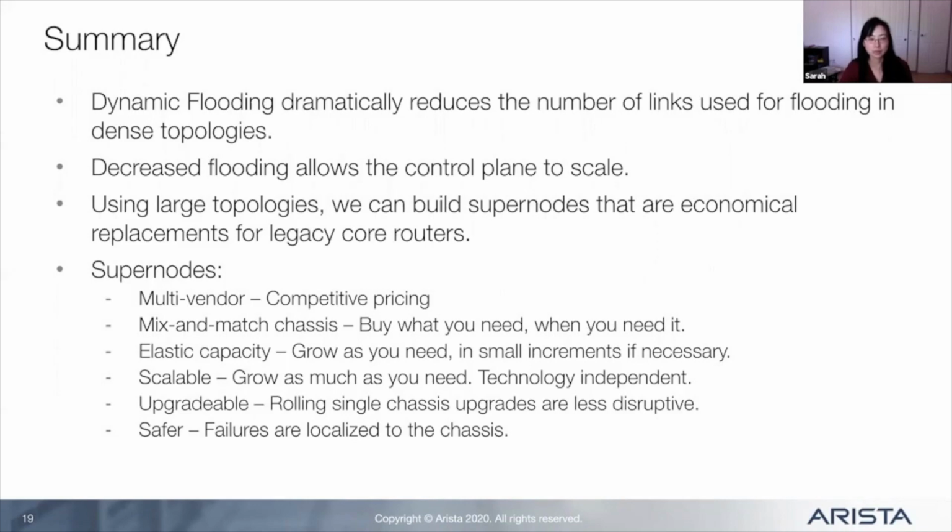And the software upgrade is much easier. Instead of having a single chassis upgrade, you just incrementally upgrade the routers one by one. That is less disruptive. And in the legacy architecture, if both core routers are lost, then the entire site is lost. With the supernode architecture, the chance of losing the entire supernode is very minimal.